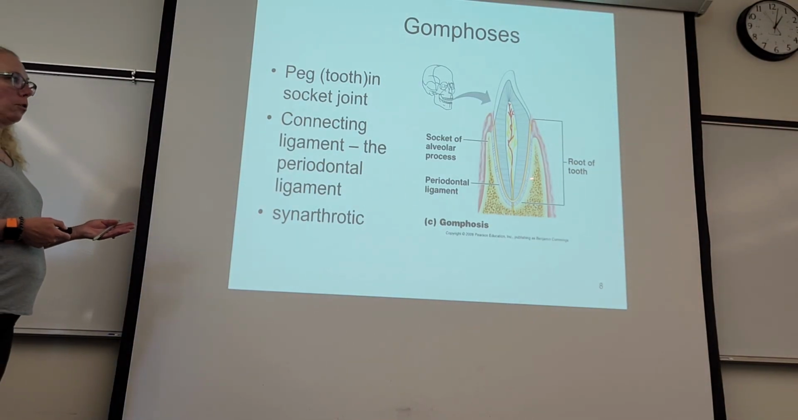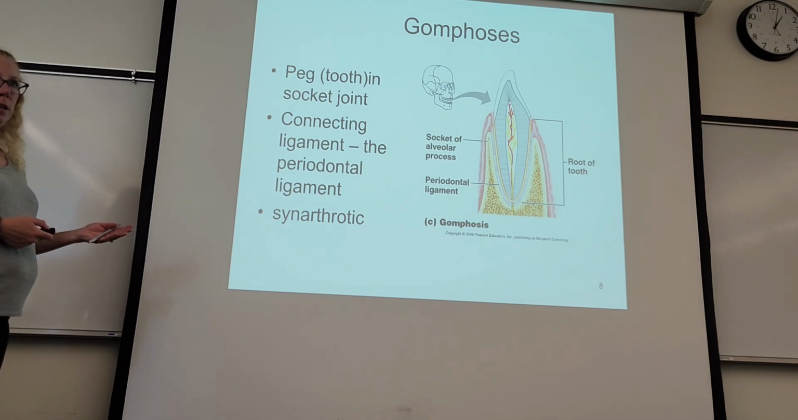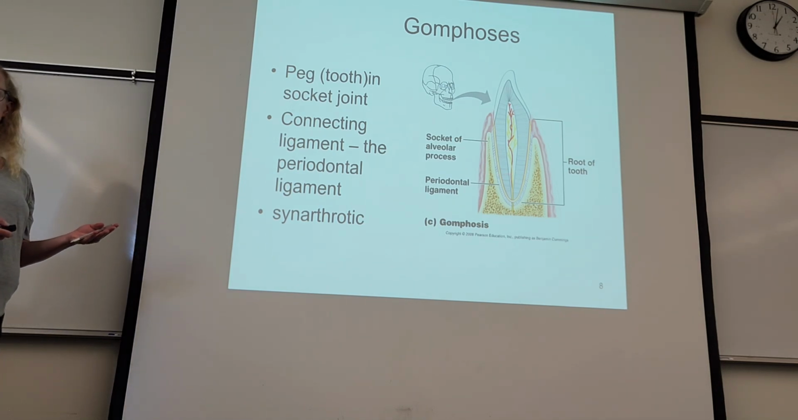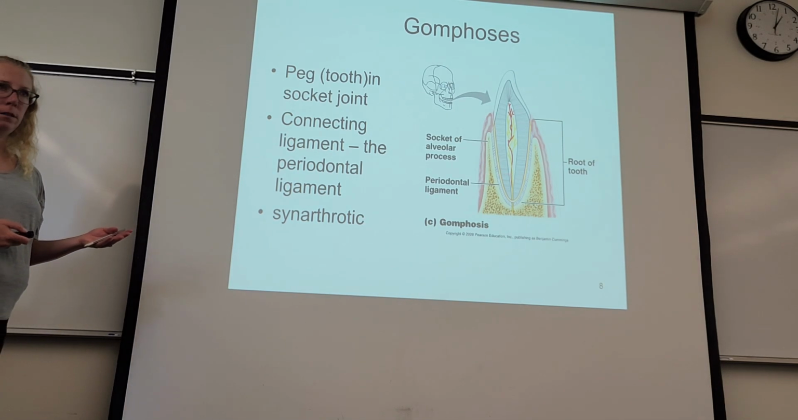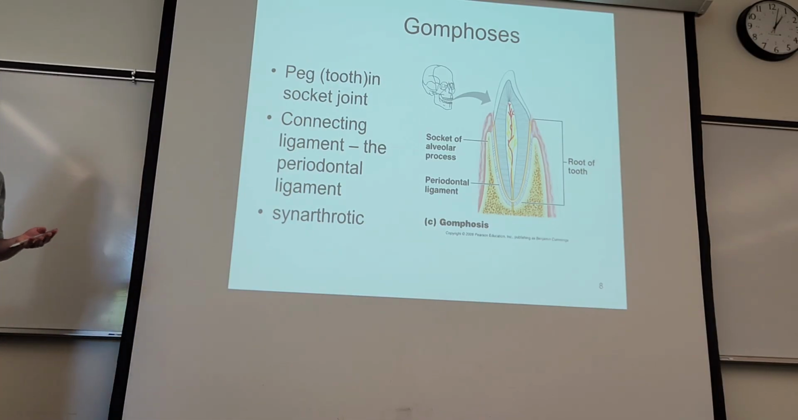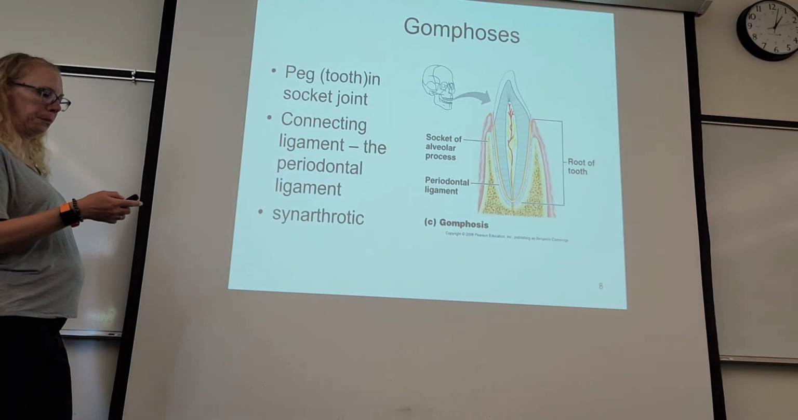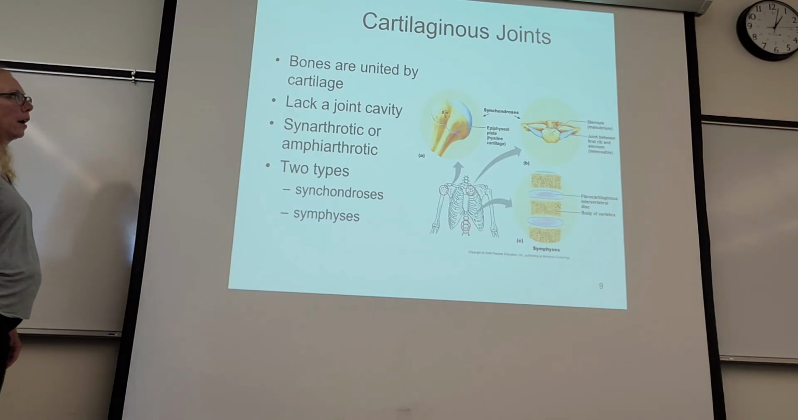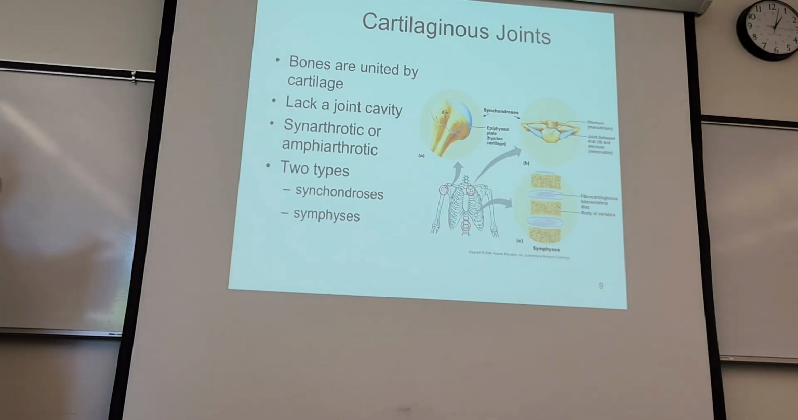Okay, and with adult teeth, should there be movement in between the teeth and the socket? No, there shouldn't be any movement. If there's movement, there's a problem. So functionally, they're going to be synarthrotic. So the only place you're going to find a gomphoses in the body is teeth in their bony sockets. Right? Okay. So that finishes off the structural classification of fibrous joints.